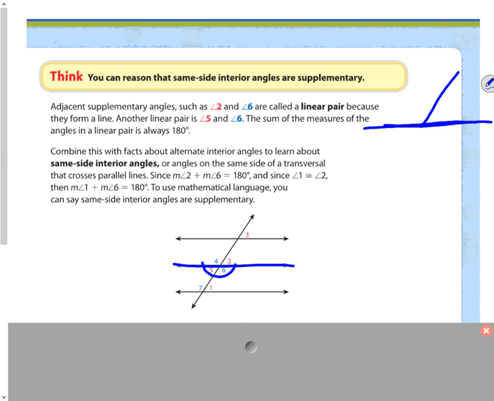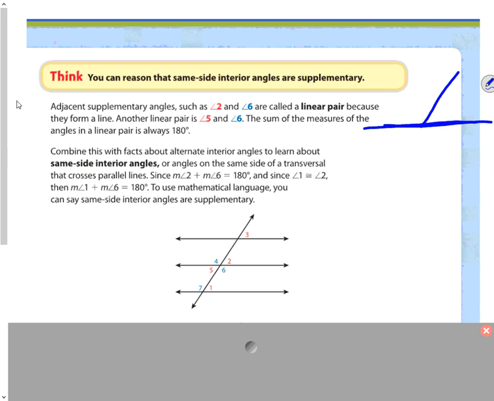So the word linear, again, has to do with a line. And those are always 180 degrees if you add them up. That's why they're called supplementary. But if you combine this with stuff that we knew about alternate interior angles, we can learn about these things called same side interior angles.